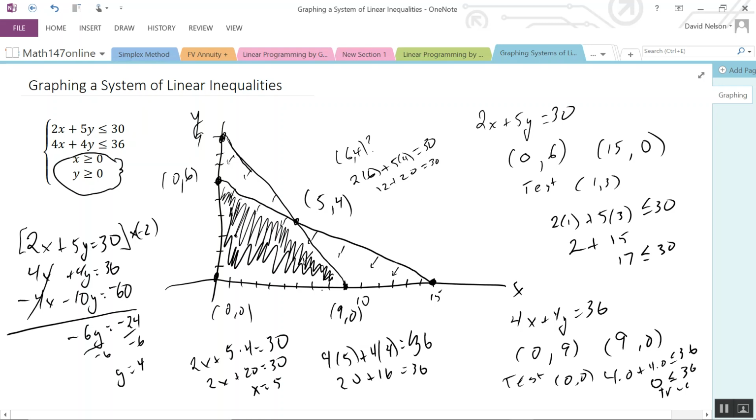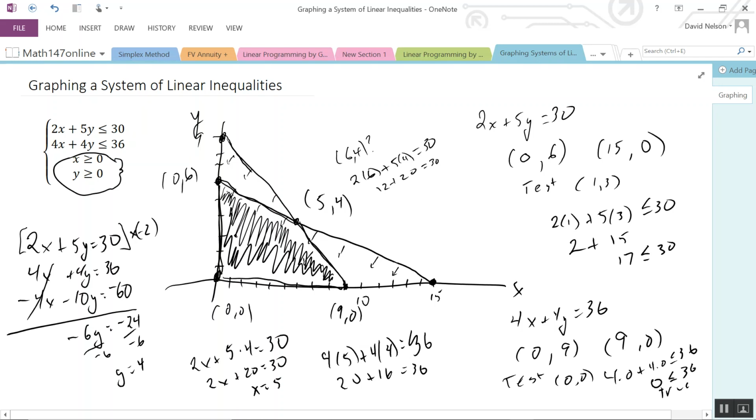Sometimes you can read it off your graph if you've graphed carefully. I didn't graph all that carefully here. I mean, my lines aren't exactly straight, and I don't have a really good grid to work off of, but that's okay. Anyway, the solution region is this chunk down here in the bottom.